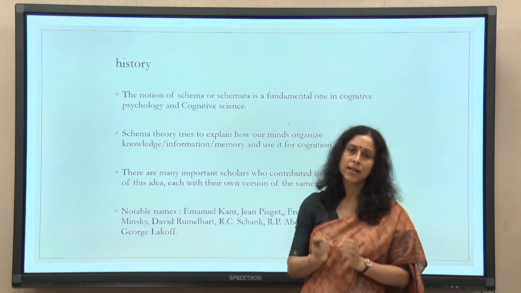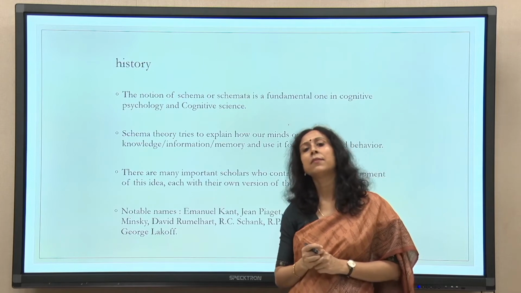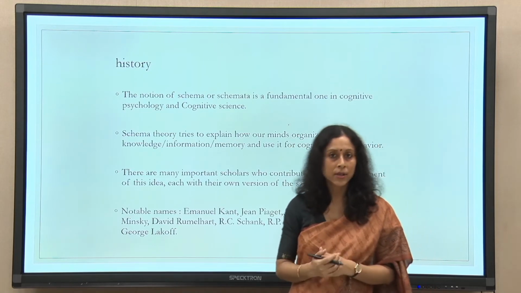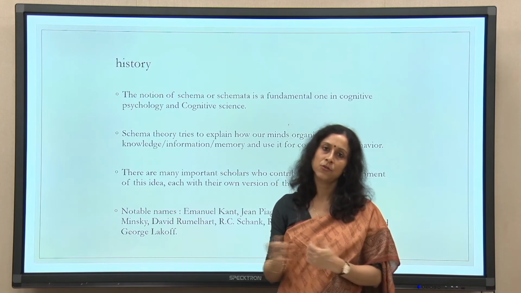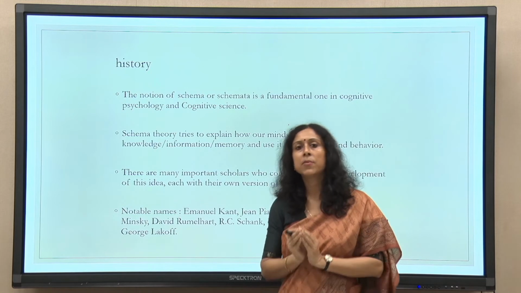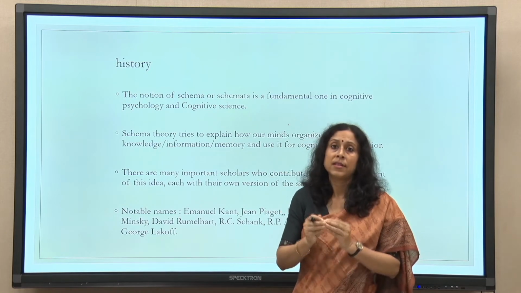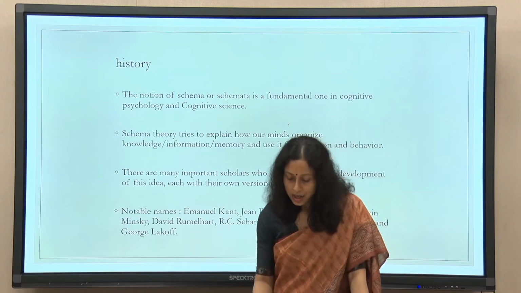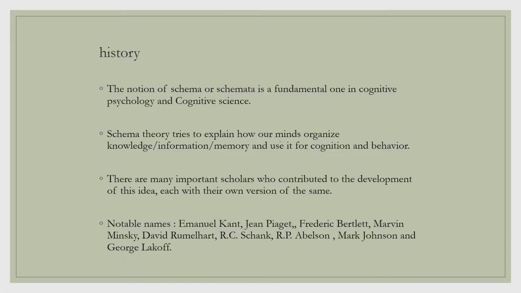So, there is a schema of traveling from one place to another, there is a schema of going to an office or going to a college and so on and so forth. These are certain kinds of experiences that probably have a schematic understanding, a schematic underpinning. So, this is where it basically takes us. But the fundamental notion is still the same: how do our minds organize knowledge, information and memory?